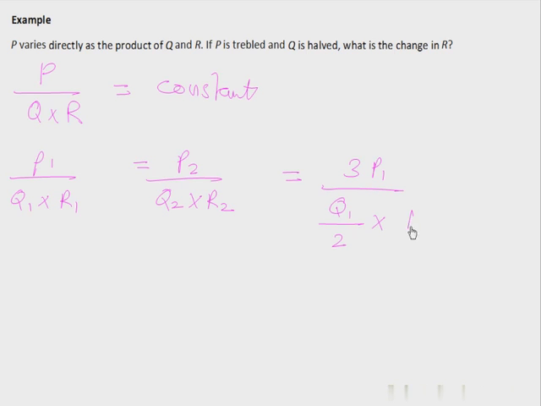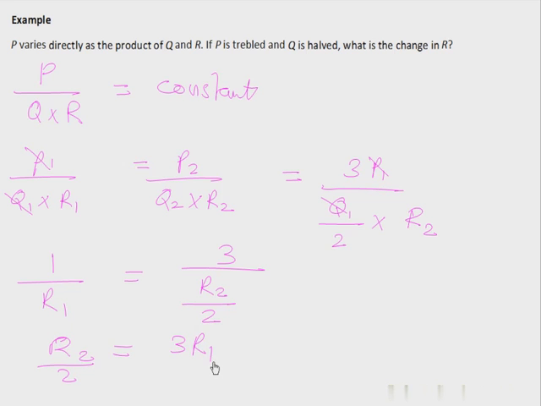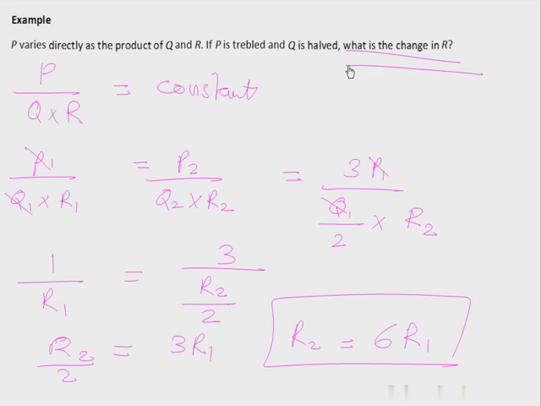What is the change in R? And I need to find out R2. Let's solve. So P1s cancel, Q1s cancel, and I get 1 over R1 is 3 over R2 by 2. Solving for R2, I get R2 over 2 is equal to 3 R1 by cross multiplying. And so R2 is equal to 6 R1. So what is the change in R? R1 has become R2, which is 6 R1. So the change in R is that R has been multiplied by 6. It has increased 6-fold.